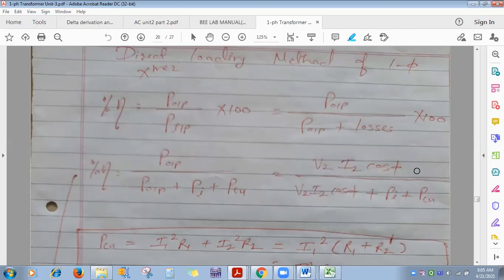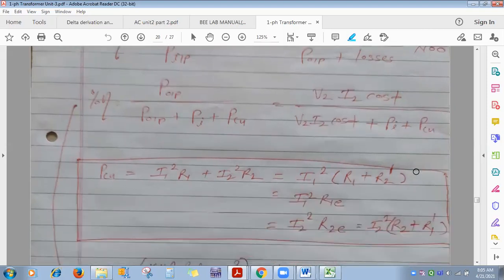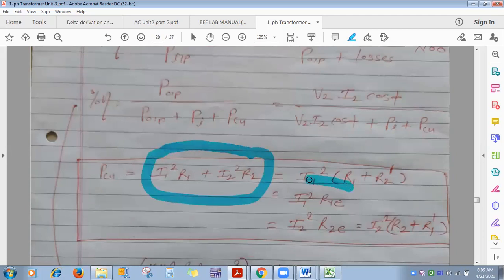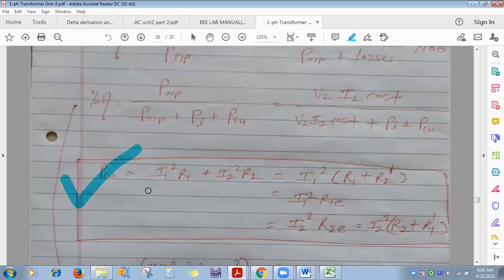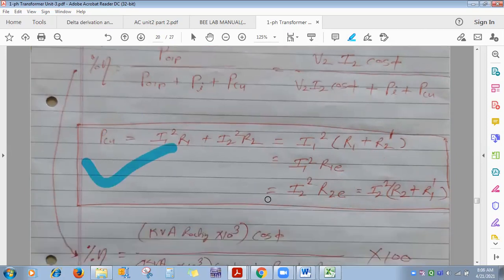Now here copper loss, we have seen it: I1 square R1 plus I2 square R2, referred to primary or referred to secondary. All this formula keep in your mind, because while solving numericals, either this one or this one or this one you have to use. So this is the copper loss. Using this formula you can calculate the copper loss.